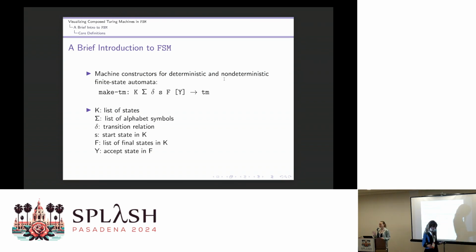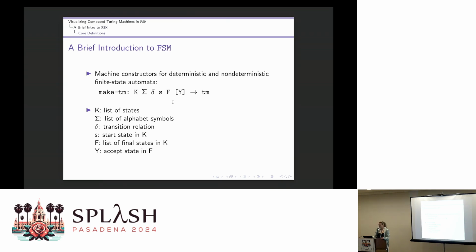Now, a brief introduction to FSM. I know you already saw this in the last talk, but for any newcomers, and just as a quick reminder, to implement a Turing machine, use the constructor makeTM. It takes as input a list of states, an alphabet, a transition relation, a start state, a list of final states, and an optional argument y. If that's provided, it's a language recognizer.